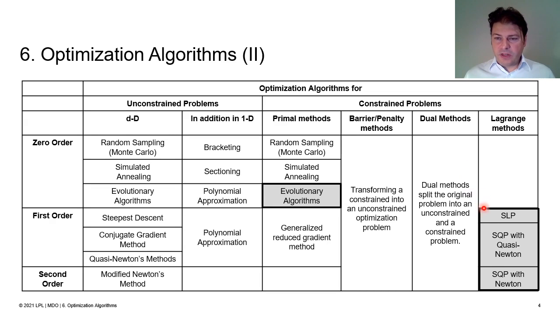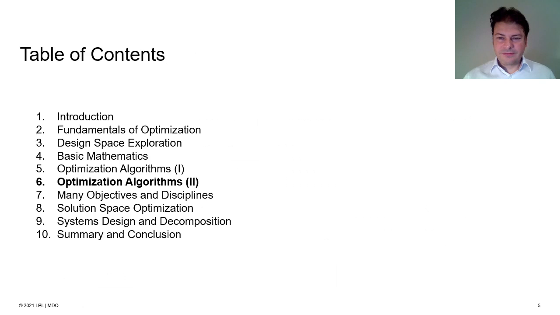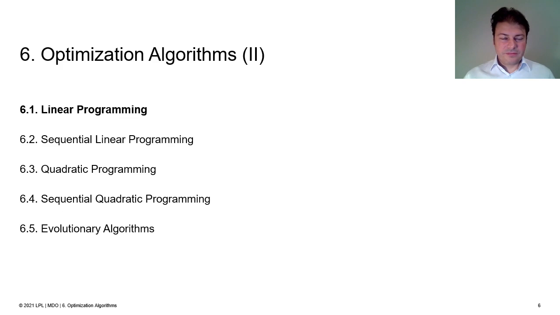Today, we will mostly focus on Lagrange methods, so-called sequential linear programming and sequential quadratic programming, and then we will briefly discuss evolutionary algorithms. So this is the table of contents for today.